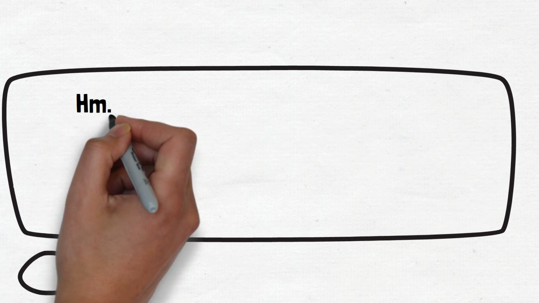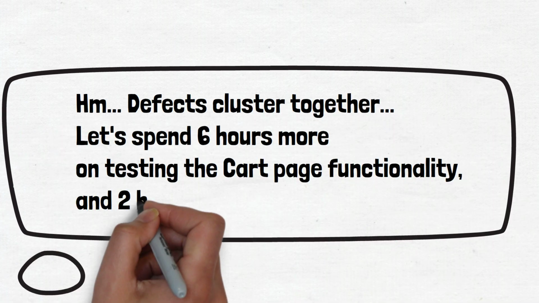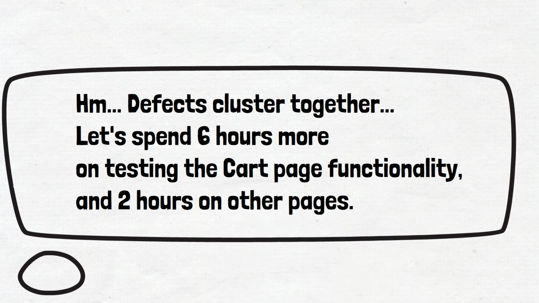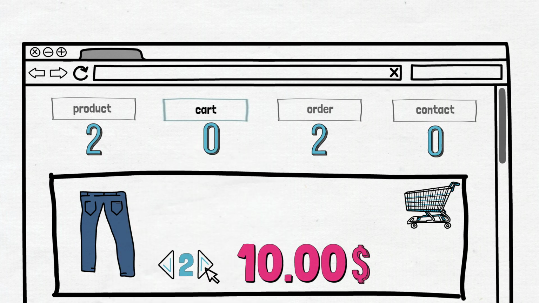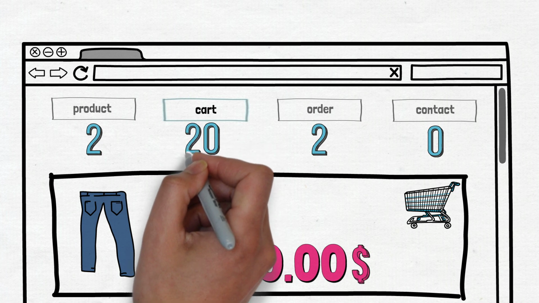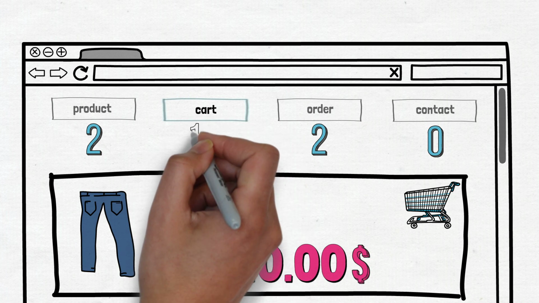But if you know the principle defects cluster together, the picture will be different. You'll spend 6 hours more on testing the cart page functionality and 2 hours on other pages. So what will happen in this case? The result on the other pages will remain the same. You found only 1 bug on the product page, but on the cart page you found another 10 bugs. Okay, we agree 10 is too much, let's say 5. 5 more bugs on the cart page.